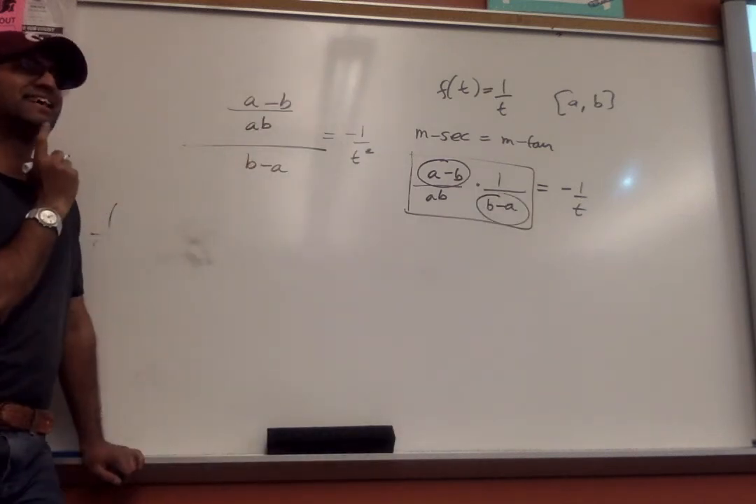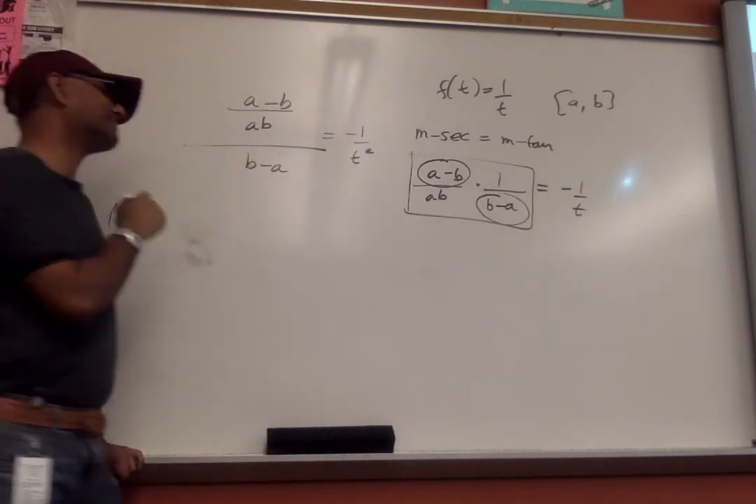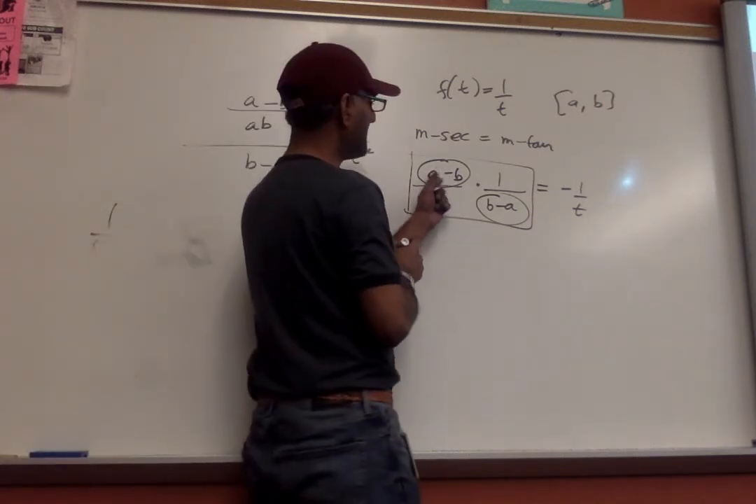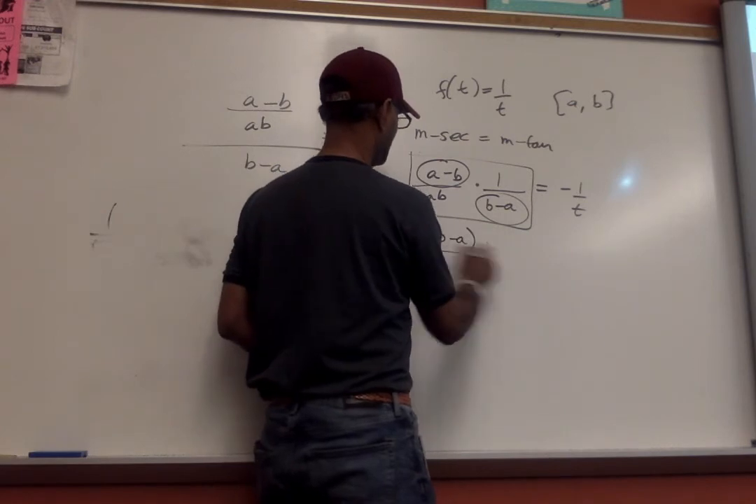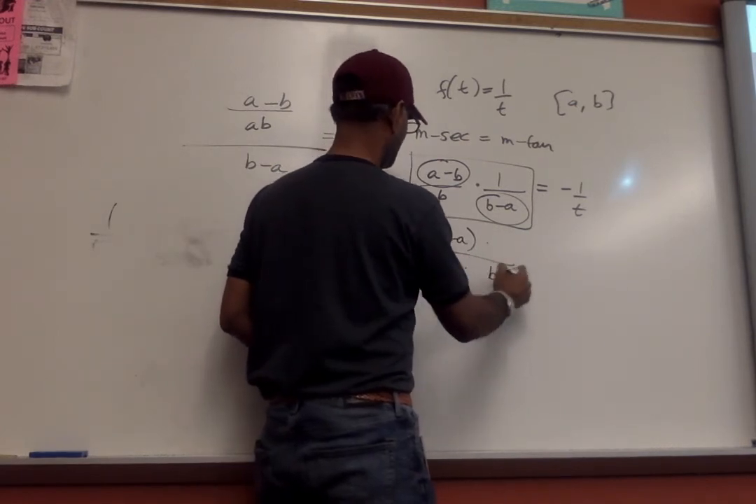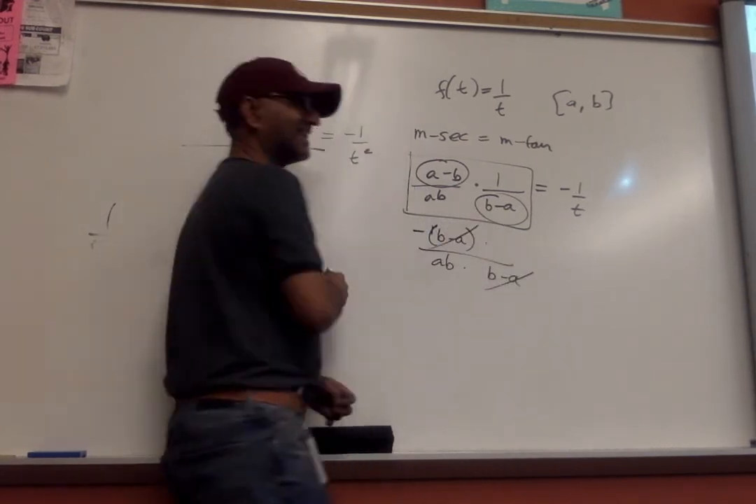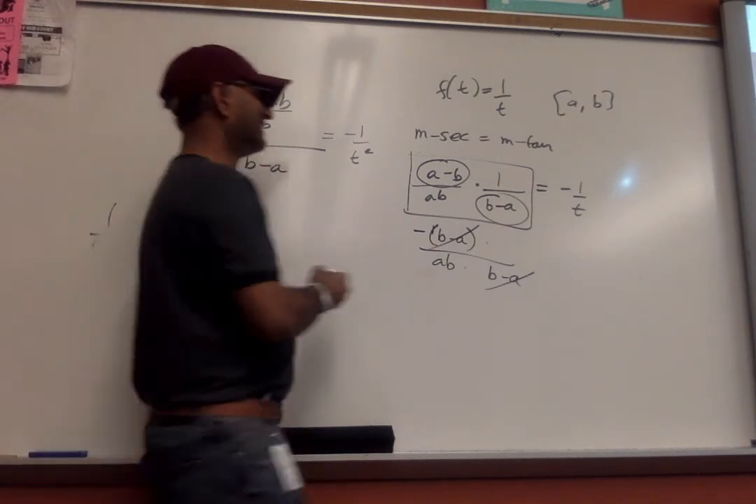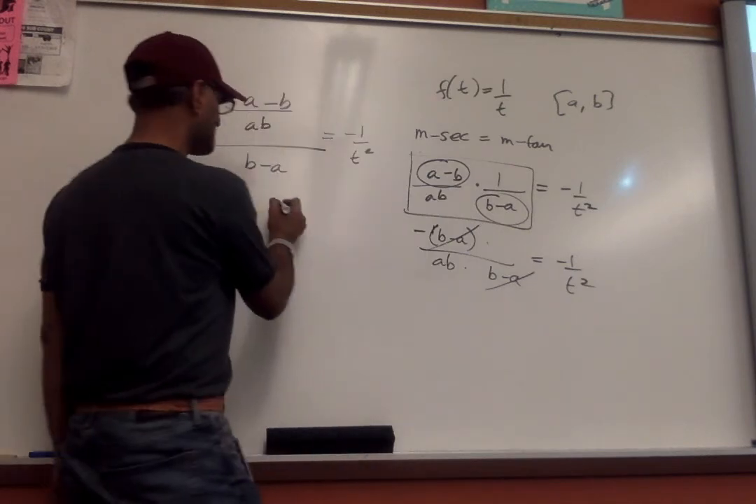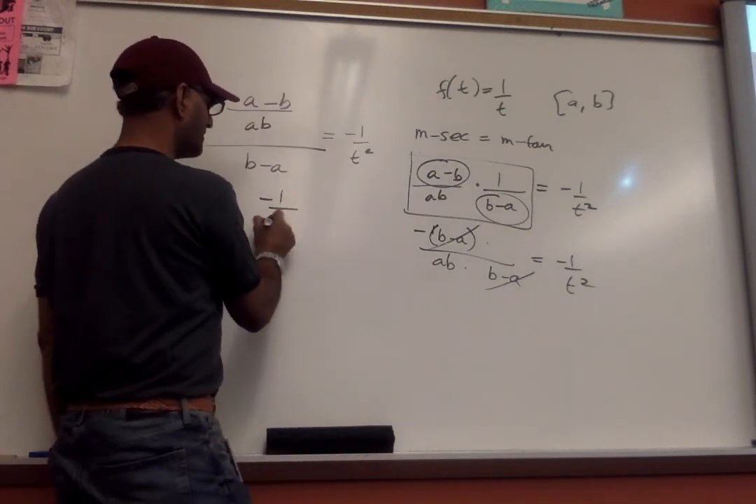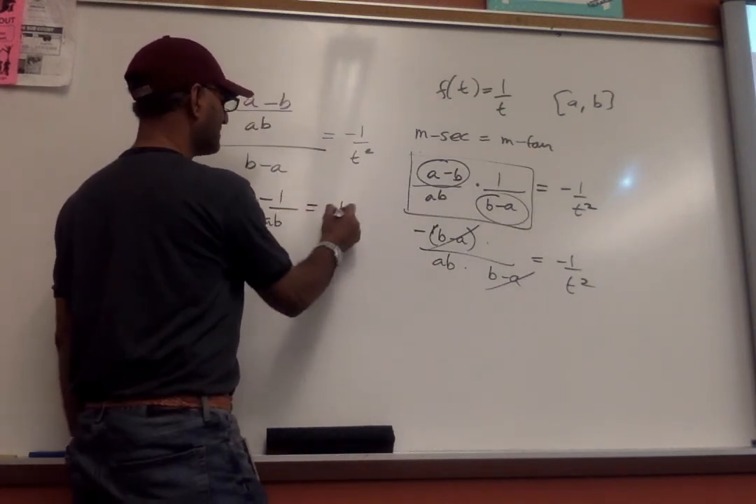Anyone? Yes. Rewrite a minus b as negative. Thank you, very smart. She says rewrite a minus b as negative of b minus a. So it really becomes negative 1 equals negative 1 over t squared. So here's the expression: negative 1 over ab equals negative 1 over t squared.